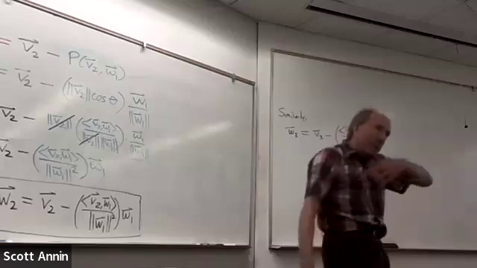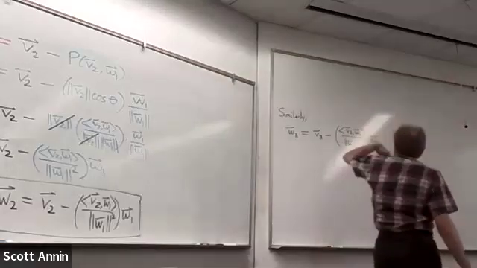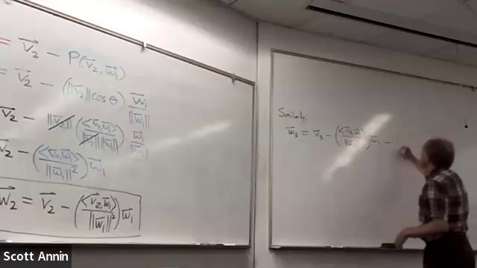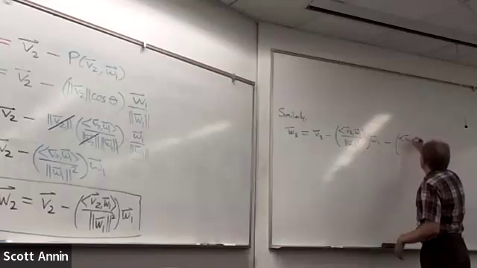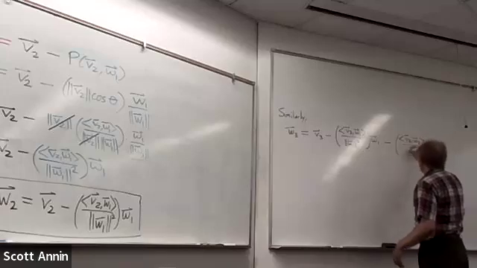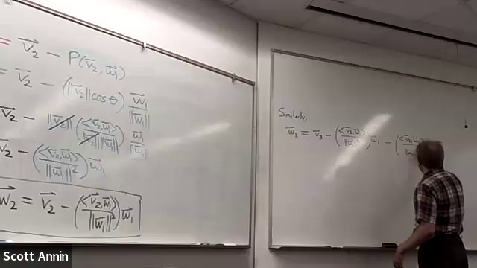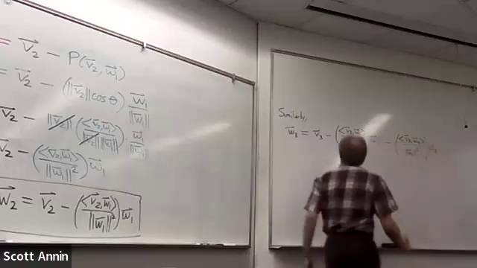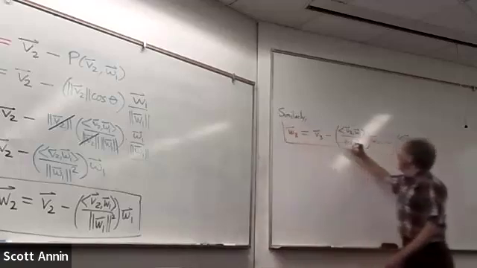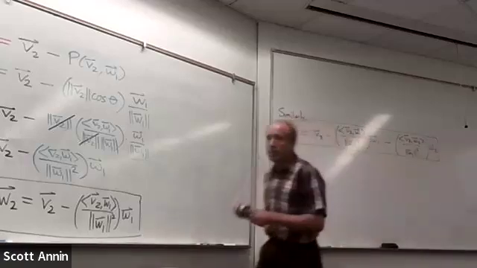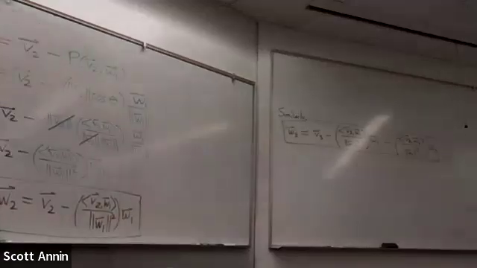Makes sense. That projects V3 onto W1, but then we also end up having to subtract the inner product of V3 with W2 divided by the norm of W2 squared times W2 this time. So this is the formula for W3. That's the formula for W3.